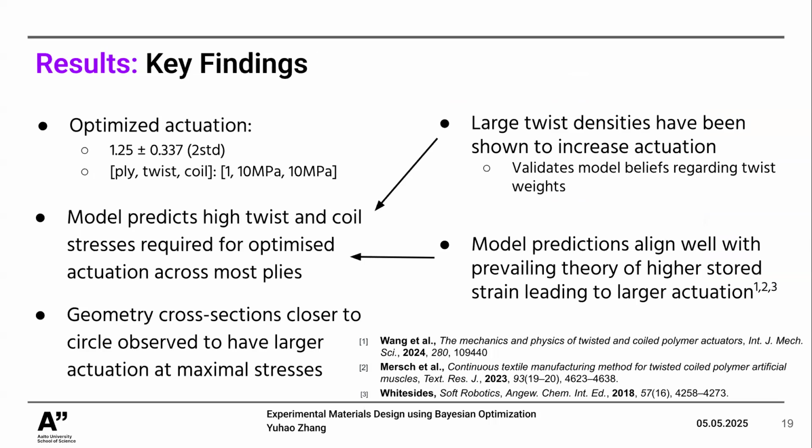So in conclusion, we successfully optimized the actuation with these being the maximum conditions, and these values are very competitive with literature amongst other studies. Our model predicts high twist and coil stresses are required for high actuations across most plies. And the cross-sectional geometry closer to that of a circle is observed to have larger actuation at these maximal stress conditions. Now, regarding point 1, other studies have actually shown this to be true. So this validates the model beliefs regarding this stress behavior, and it also aligns with prevailing theory from other studies. So everything seems to be good.